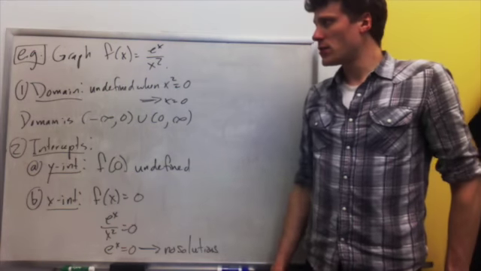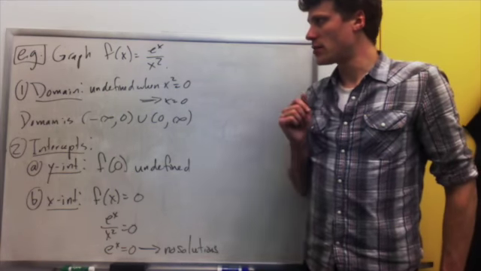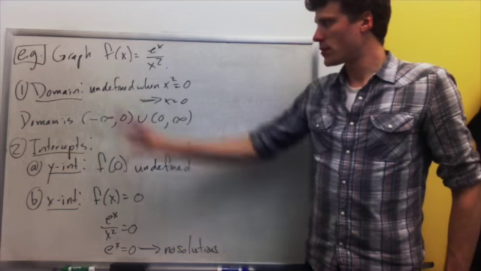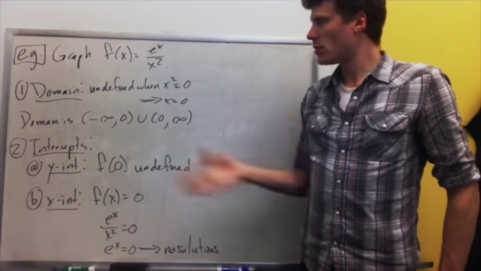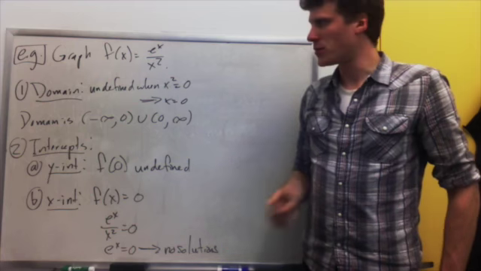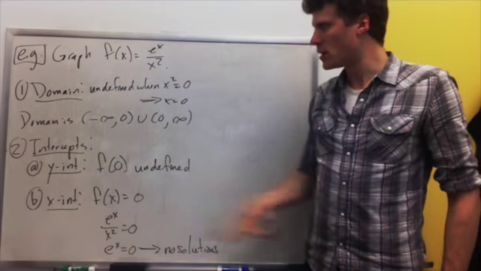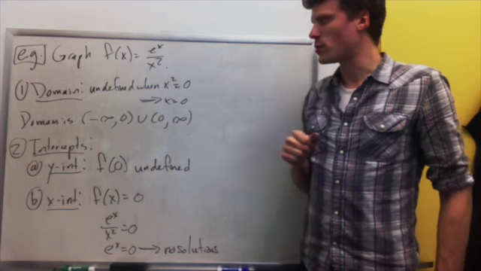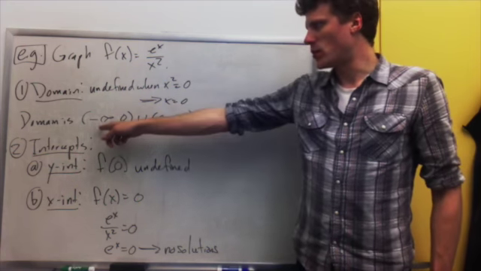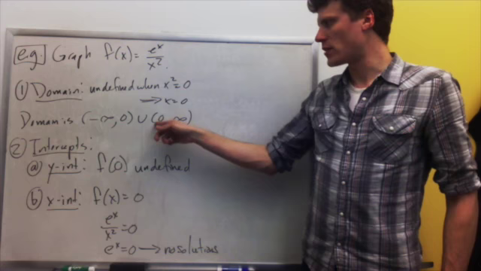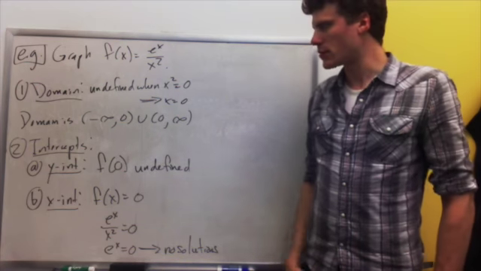Okay, so let's try using all these steps to graph e to the x over x squared. First, what is the domain? Well, e to the x over x squared is perfectly well defined because it's a ratio of two continuous functions, except for when the bottom is 0. So when x squared is 0, which is when x is equal to 0. So the domain goes from negative infinity to 0 and from 0 to infinity, excluding 0.